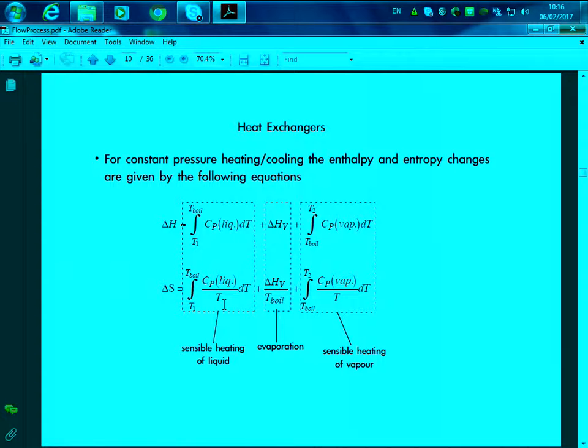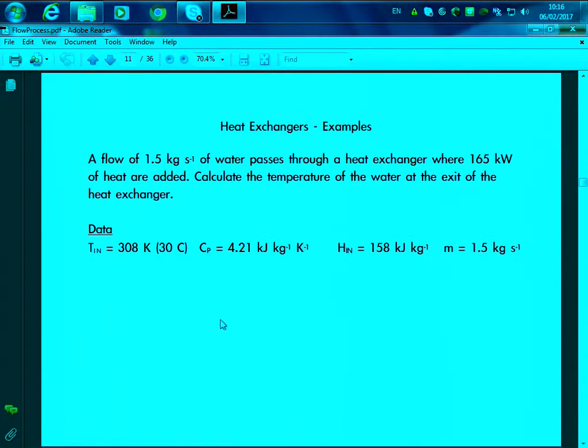A flow of 1.5 kilograms per second of water passes through a heat exchanger where 165 kilowatts of heat are added. Calculate the temperature of the water at the exit of the heat exchanger. So here we are given the heat flow that goes in there, but we want to know what will be the temperature at the outlet. Imagine you are in a plant and you know how much heat is applied, but you don't know the temperature. So you want to know the temperature. Can you use these equations and solve for this, please?